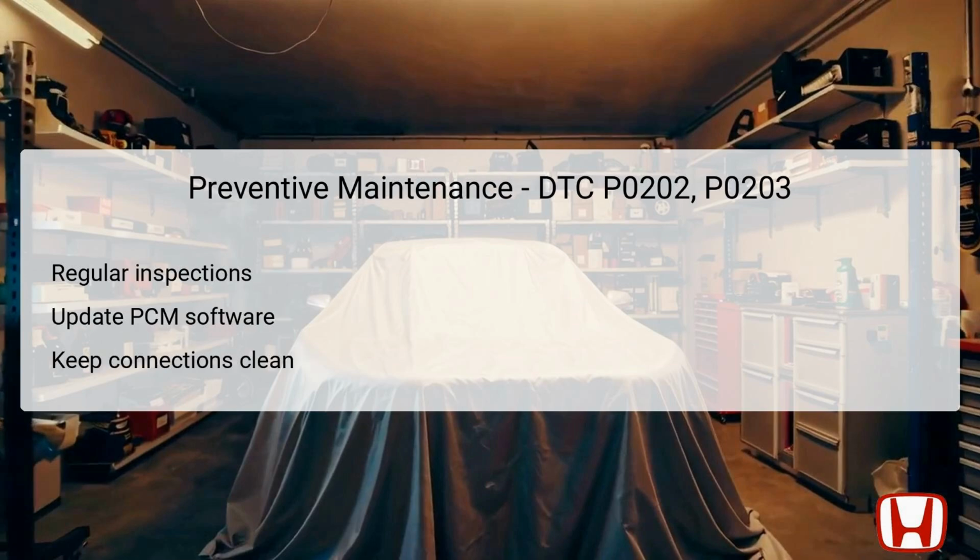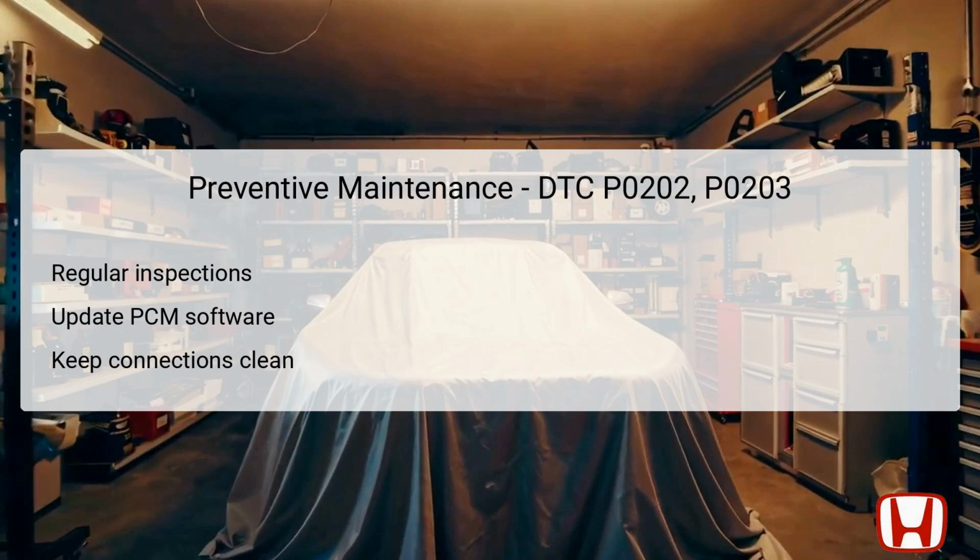To help prevent future issues with DTCs P0202 and P0203, regular inspections of the fuel injector system should be prioritized. Maintaining the cleanliness of connectors and ensuring they are securely fastened minimizes the risk of electrical faults arising from loose or corroded connections. Additionally, it's paramount to keep the powertrain control module, PCM, software updated, as updates can enhance the functionality and reliability of the system with improvements or bug fixes from the manufacturer.